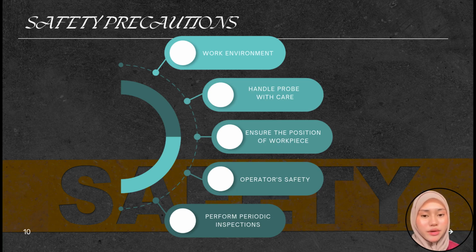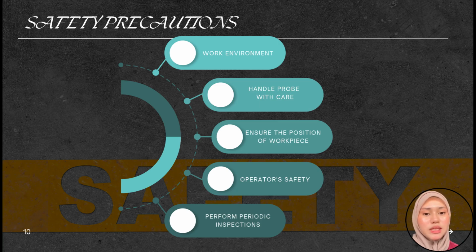The fourth step is operator safety. So avoid injury when operating the CMM. It is forbidden to place hands on the moving parts during the machine process because it will interfere with the measurement process and will cause injury to the operator. In addition, it is forbidden to stop the machine manually, and you must follow the instructions and safety regulations that have been set. The fifth step is to perform periodic inspection.